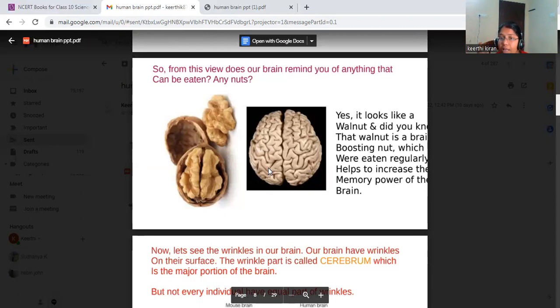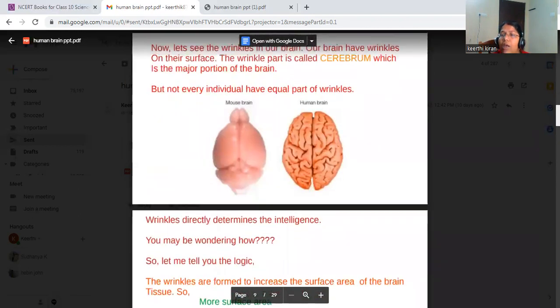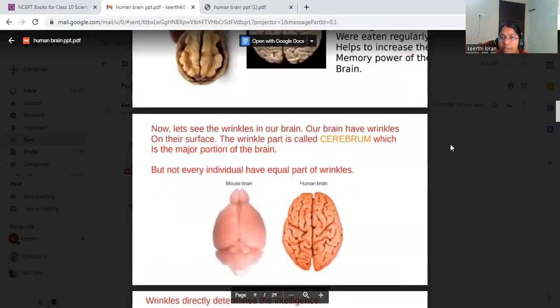It can increase the memory power of the brain. Okay, it can easily increase the memory power of the brain. So the brain looks like a walnut. So ask your parents to give you walnuts regularly. It can increase the memory power.